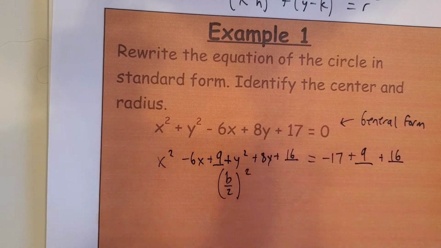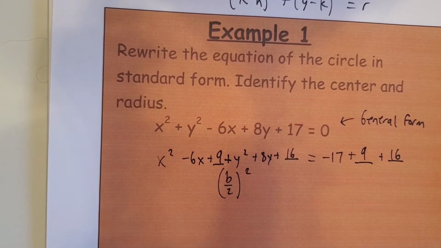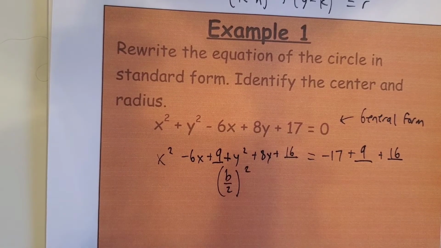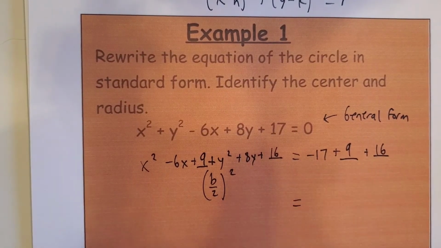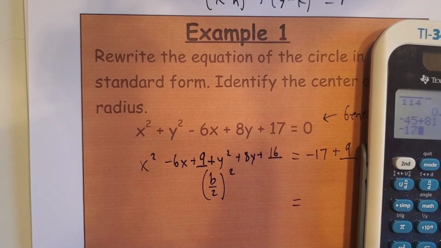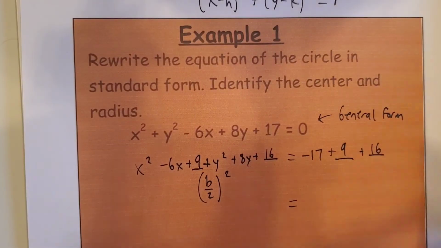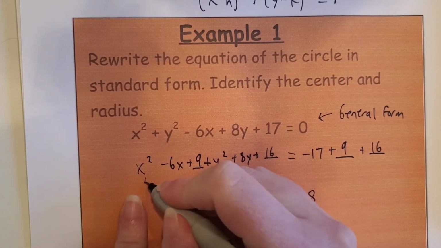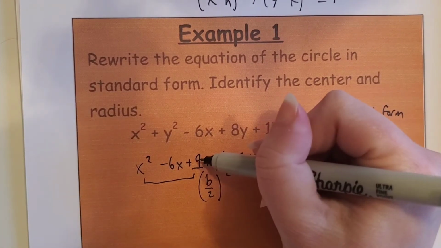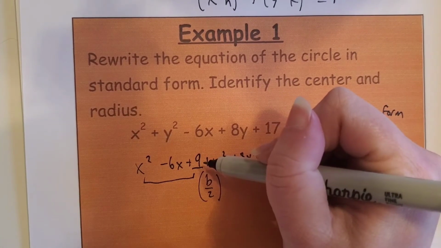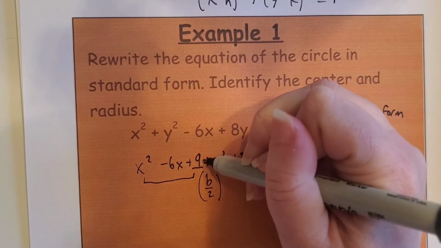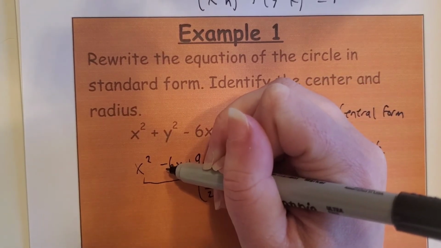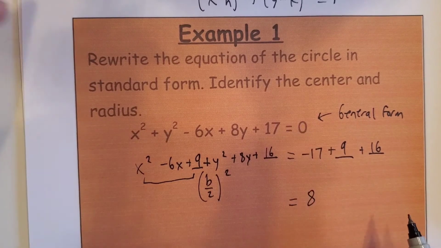I also forgot to tack a little plus sign there, and that is going to be really important in a minute. But now we can factor each of these polynomials separately. Actually, let's simplify the right side because that's super easy. Negative 17 plus 9 plus 16 is 8. Okay? So we're going to factor x squared minus 6x plus 9. What are factors of 9 that add up to negative 6? Because we're dealing with completing the square, these should be exactly the same number. So it's going to be 3 and 3, but because we want it to be negative, it's negative 3 and negative 3.